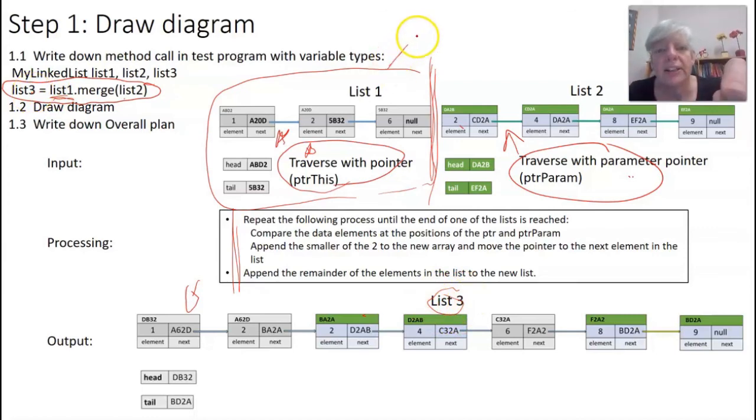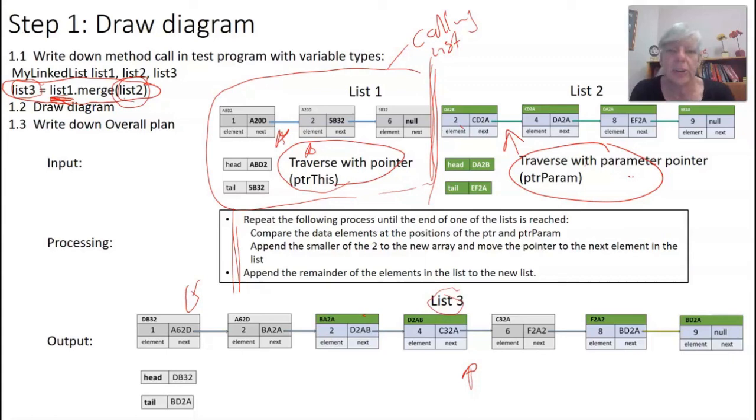We call this the calling list because it's the object that calls the method. This one we call the parameter list because it's the one that was sent as a parameter. And this one we call the return list because it's the one that's returned by the method.